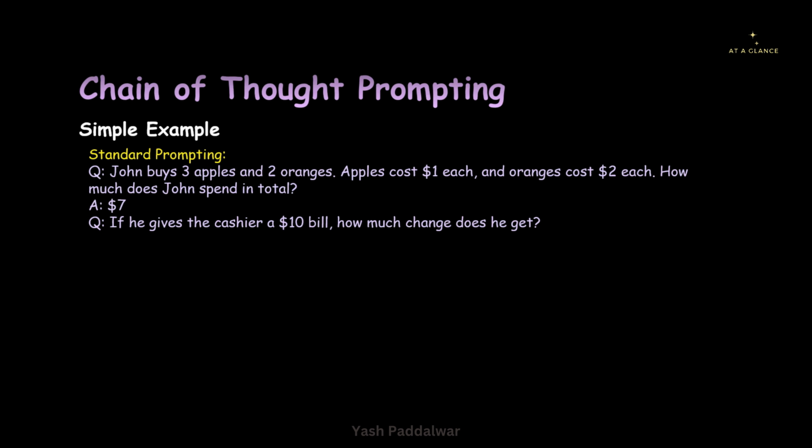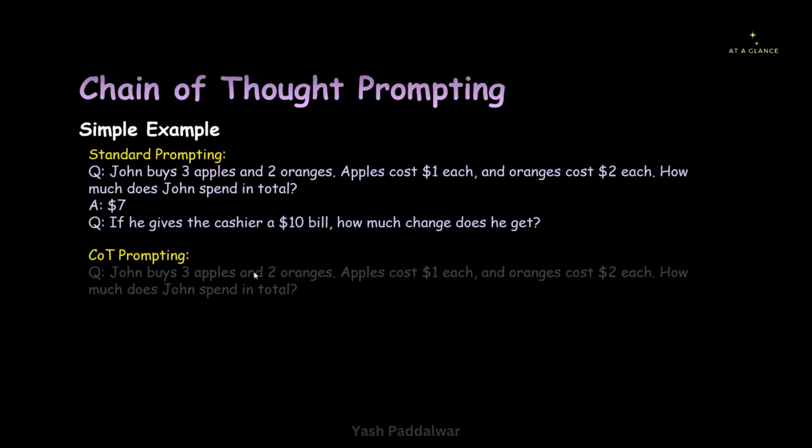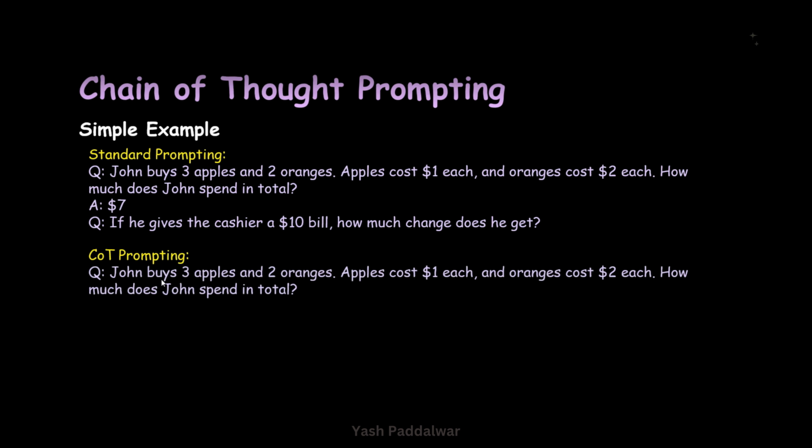So how can we write that? Let's see. This is an example. We'll use the same example and see how we can change it to CoT prompting, that is chain of thought. First we'll give the question. John buys 3 apples and 2 oranges. Apples cost $1 each and oranges cost $2 each.